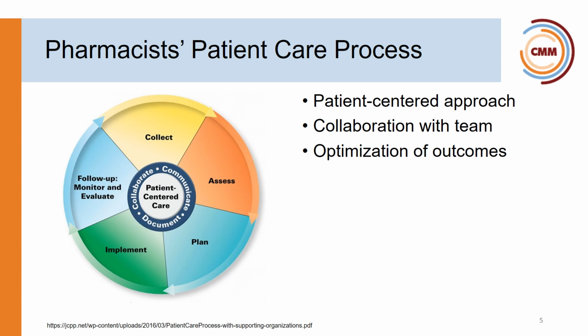This patient care process involves a patient-centered approach in collaboration with other providers on the healthcare team to optimize patient health and medication outcomes. An essential first step is the establishment of a patient-pharmacist relationship that supports engagement and effective communication with patients, families, and caregivers throughout the process. In addition, at the core of the process, pharmacists continually collaborate, document, and communicate with physicians, other pharmacists, and other healthcare professionals in the provision of safe, effective, and coordinated care.